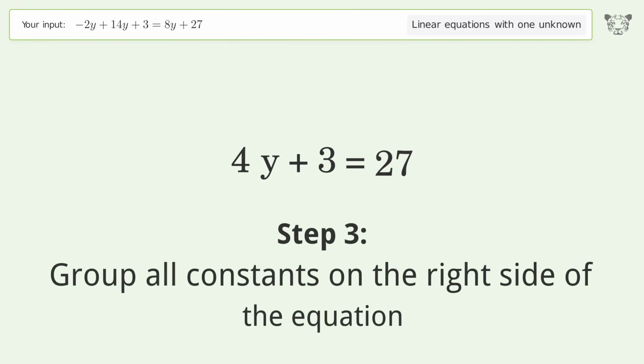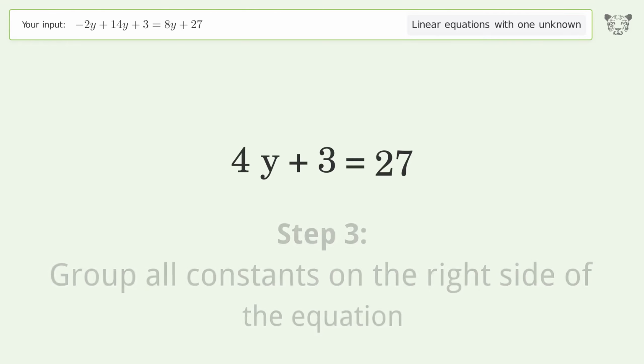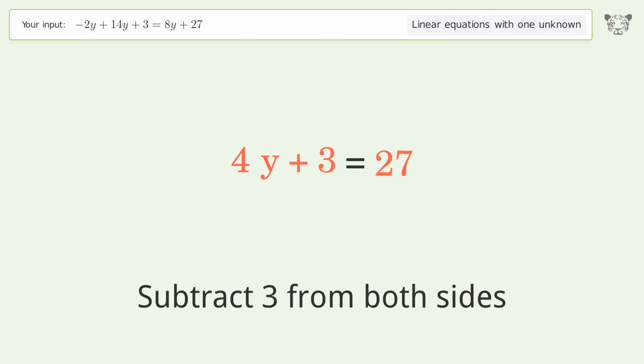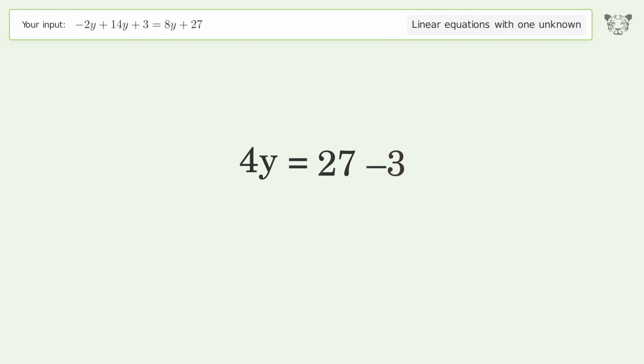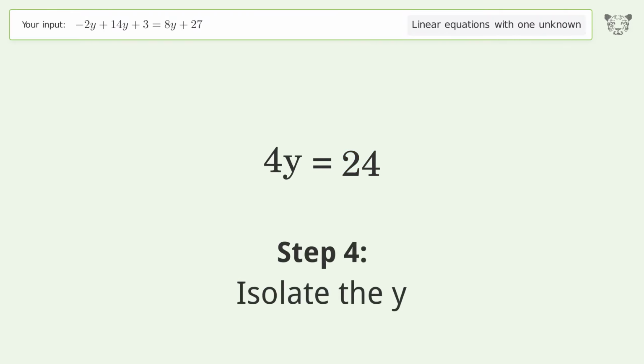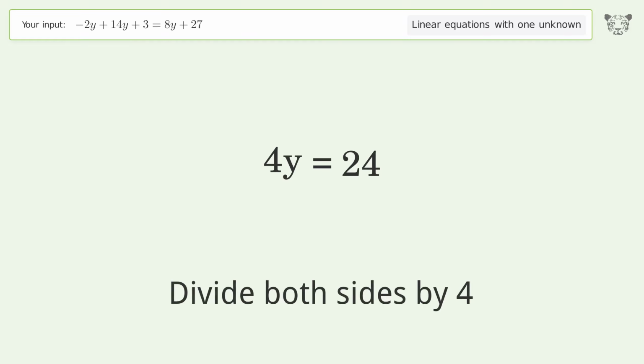Group all constants on the right side of the equation. Subtract 3 from both sides. Simplify the arithmetic. Isolate the y. Divide both sides by 4.